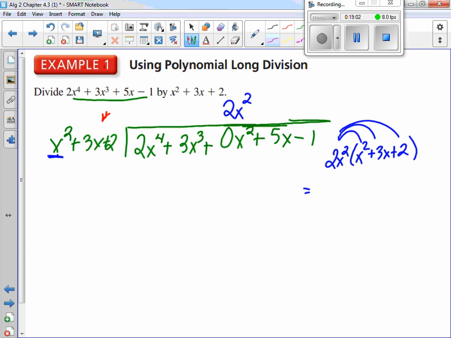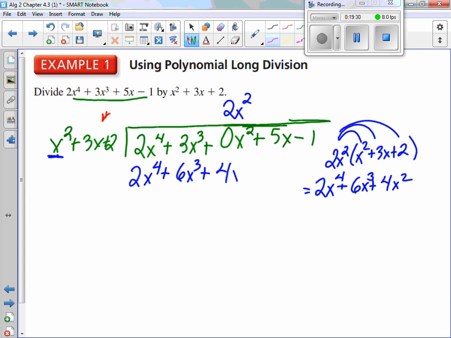Well, we know one already. 2x squared times x squared is 2x to the 4th, because that's the one we want. We need that first term to be 2x to the 4th. Now, 2x squared times 3x, well, 2 times 3 is going to be plus 6x cubed. 2x squared times 2 is plus 4x squared. Any questions on this here? Any questions on anything we've done so far?